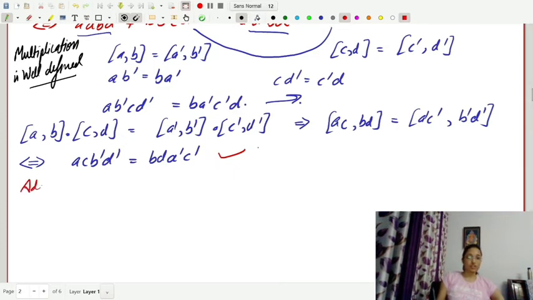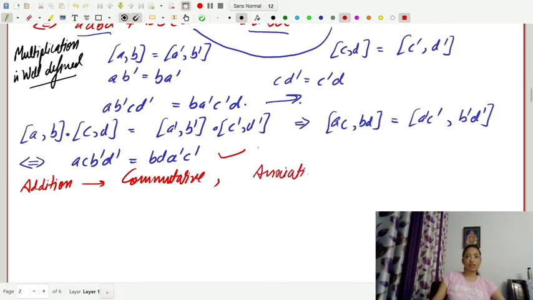Now that addition is commutative can be easily shown. And similarly, associativity can also be easily shown.